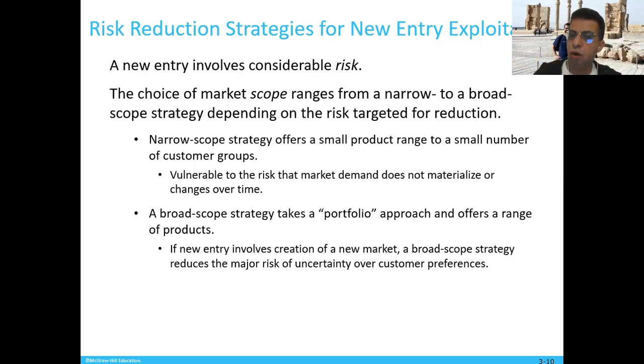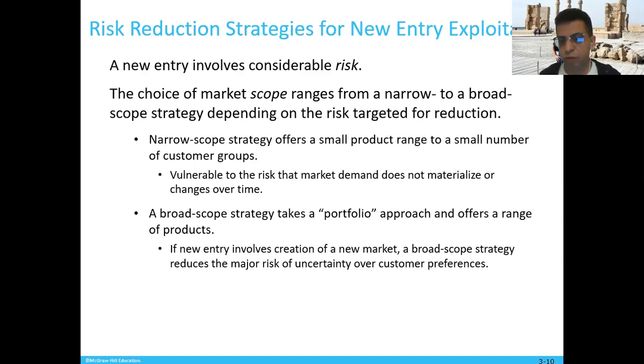So in the case of a narrow scope strategy, it offers a small product range to a small number of customers. So you know these people will be buying, will be utilizing. You offer them and you focus on them. The vulnerability is the risk that the market demand does not materialize or changes over time. A broad scope strategy takes a portfolio approach and offers a range of products. Sometimes you have multiple products that you are targeting in Ontario, and once you have one product, you're targeting the whole country. Both are a broad scope strategy.